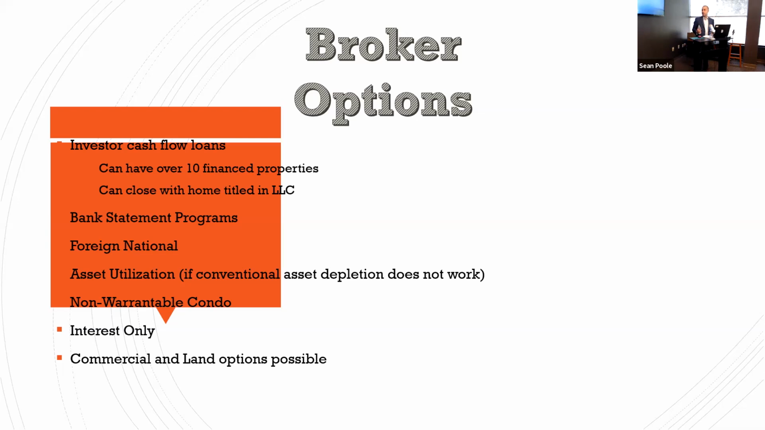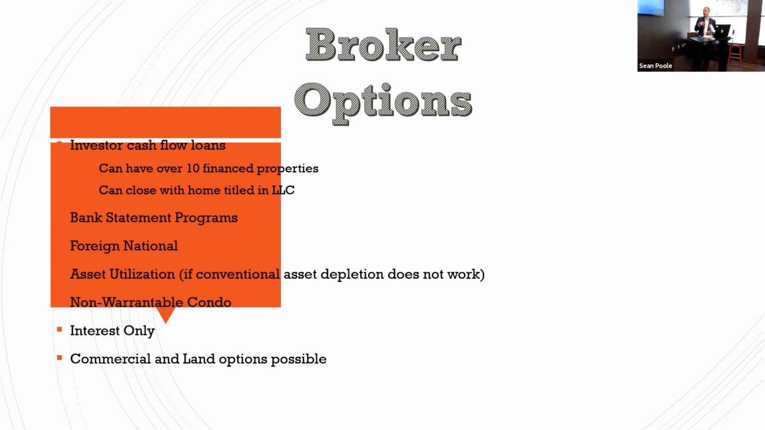Broker options, I touched on a little bit earlier. So we have multiple broker options, whether it's an investor that can't quite qualify for a regular conventional loan, but they have money for a down payment. We have investor cash flow loans, which basically use that market rent the appraiser is going to determine on the property. We can use that solely to qualify the individual instead of their debt to income ratio. The investor cash flow loan can take that market rent as long as it's over the mortgage payments, then they can use that to qualify, and it's a very easy process. They can finance over 10 properties with that.